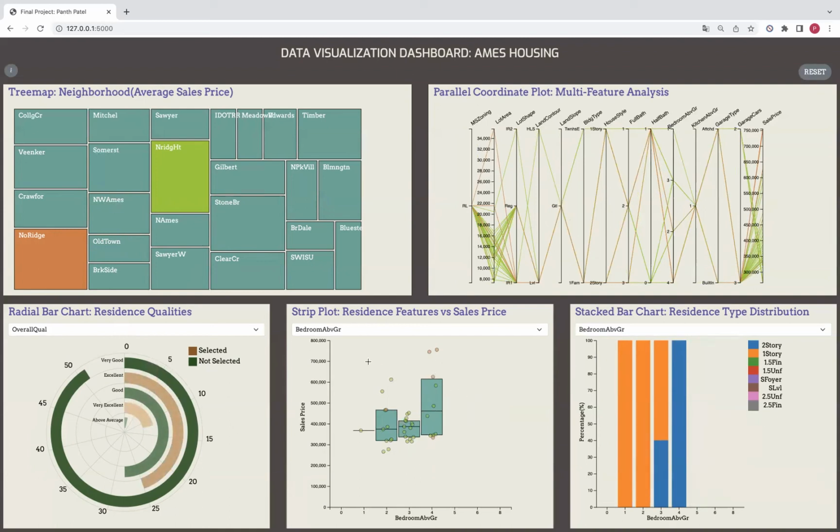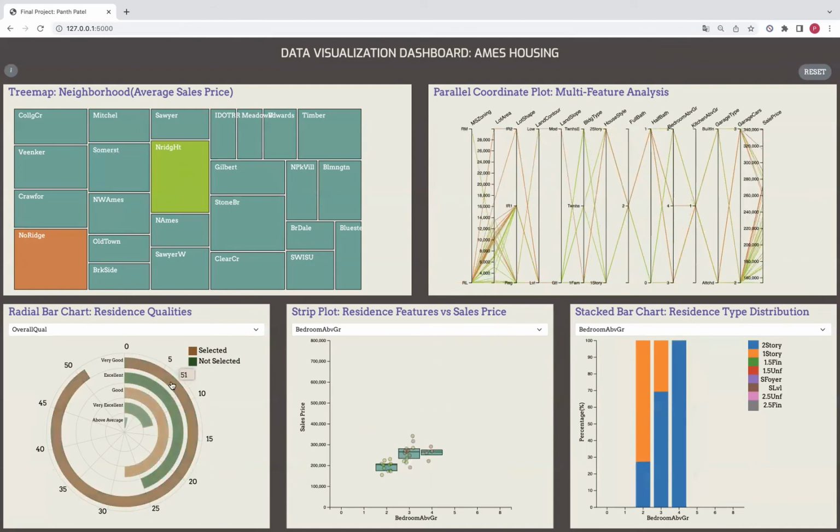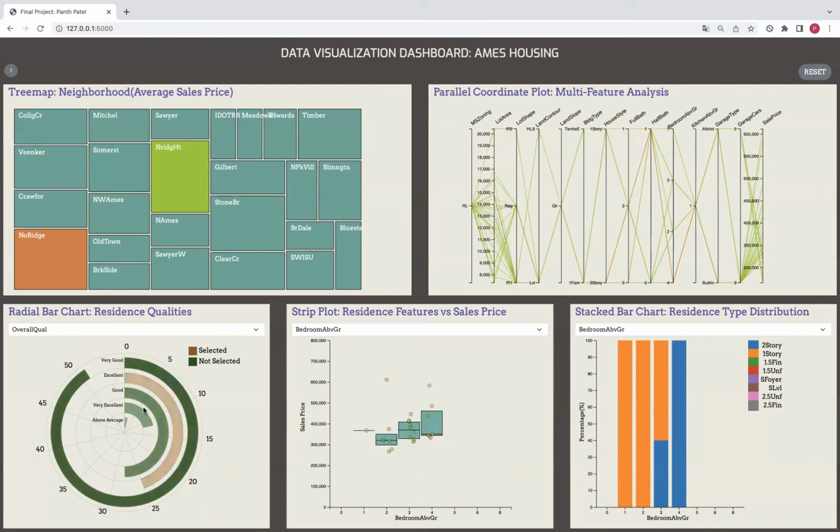And if we select excellent quality houses for these neighborhoods, on the strip plot we can see that the houses are at the higher end of the sales price scale. And when we select the good and very good quality houses, they're relatively at the lower end of the sales price scale. Let me click the excellent quality houses again.